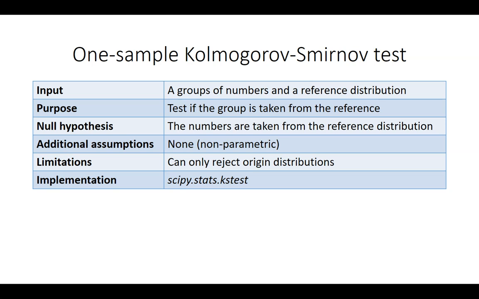Now, it's a very powerful test. Again, it's non-parametric. It doesn't make any assumptions. But the limitation is that you can only reject the origin distribution. You cannot really prove that it's a specific distribution. You can only reject distributions, but not prove them. OK?